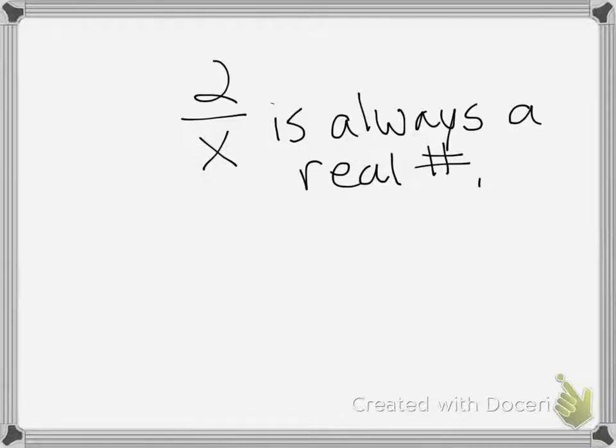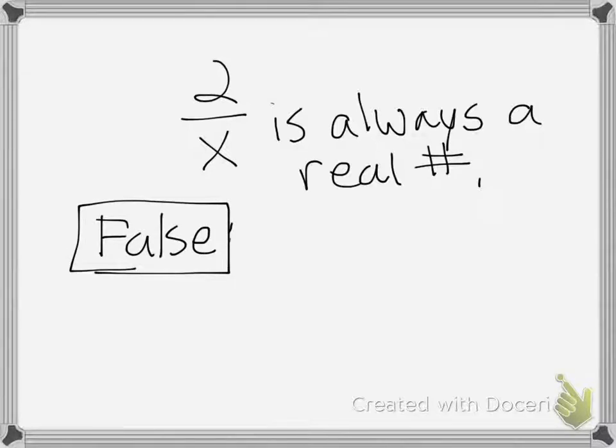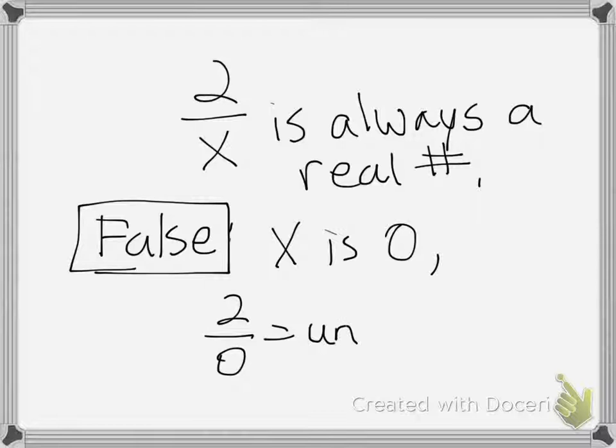2 over x is always a real number, except for one time. When is that one time? When x is what? Someone said it. It's false, because when x is 0, then 2 over 0 is undefined. Yes.